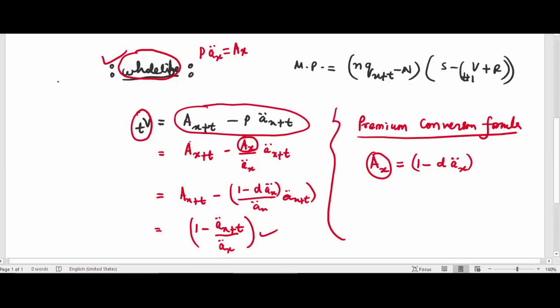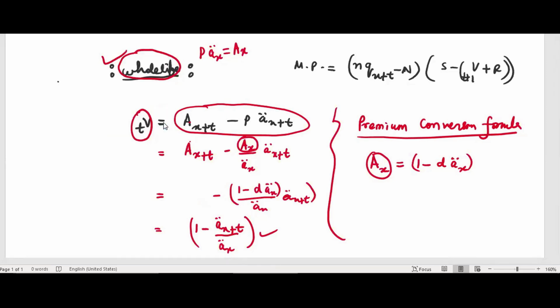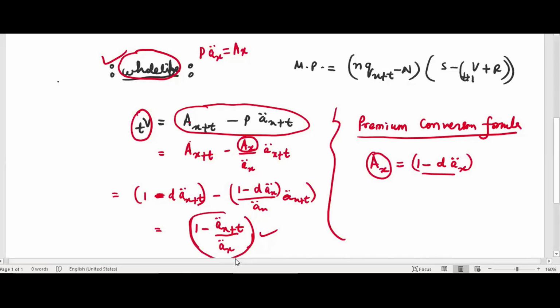Let me write that one as well. The premium conversion formula: 1 minus d a due x, and x is x plus t here. Now you multiply the two terms, things will cut, and d things will cut, and finally you will get this one. This is a simpler formula, and we will use it many times in the subsequent classes.